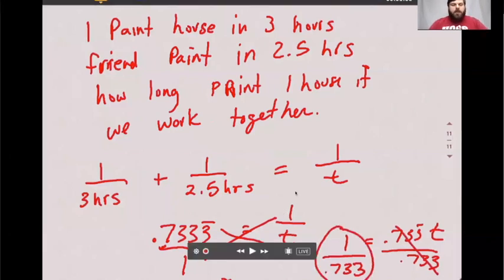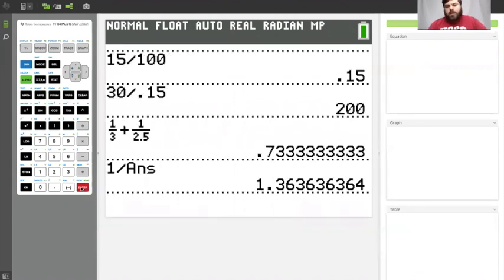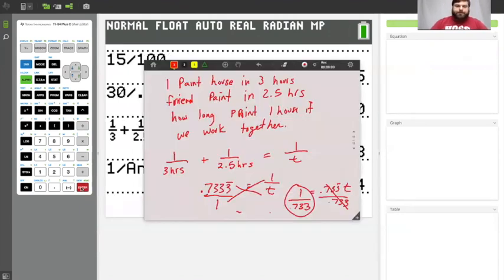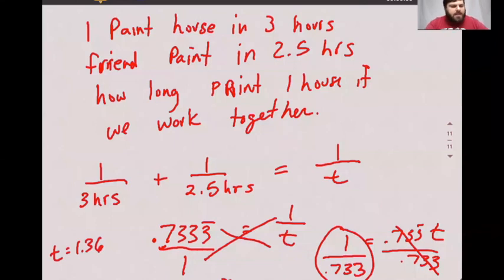But if I use my calculator, 1 divided by that number that I just had. So if I use second minus, see the answer? It'll plug that answer. Instead of typing 0.7333, I did it all just by answer. So I get 1.3636. Now, that tells me that t is 1.36. What does that number mean? Well, that's the time it will take for us to paint this house if we work together.